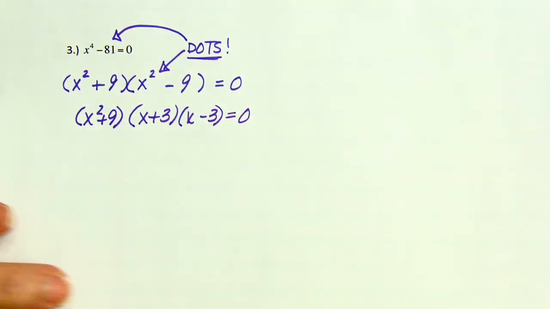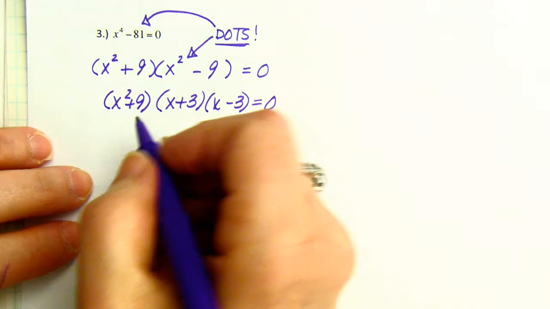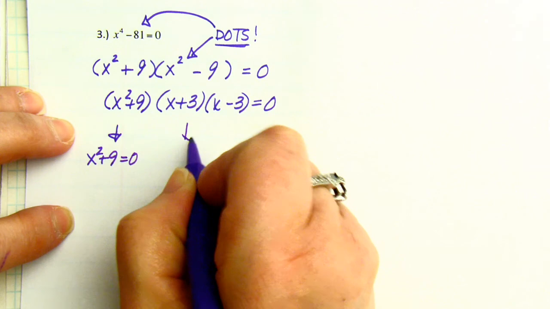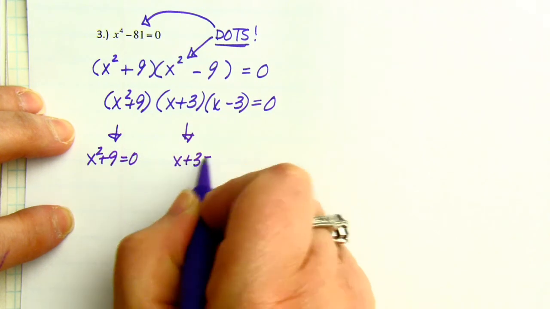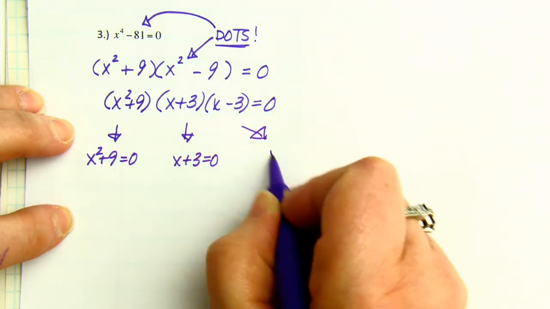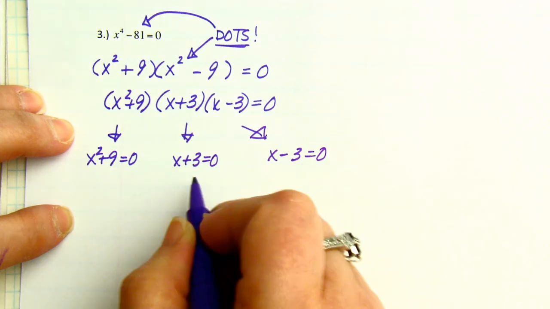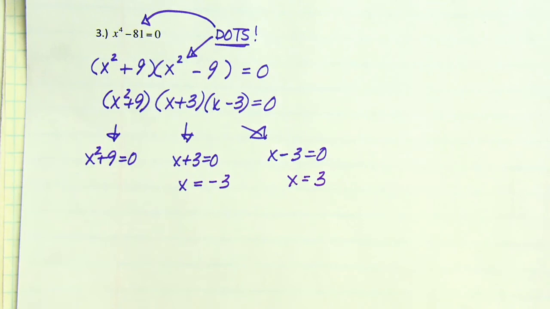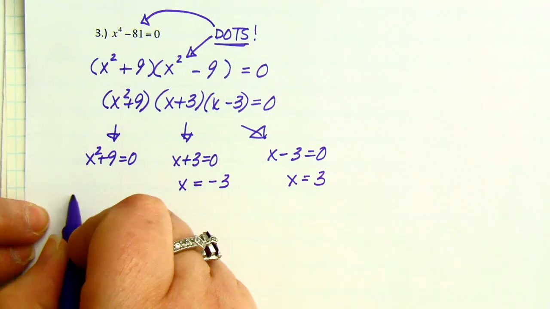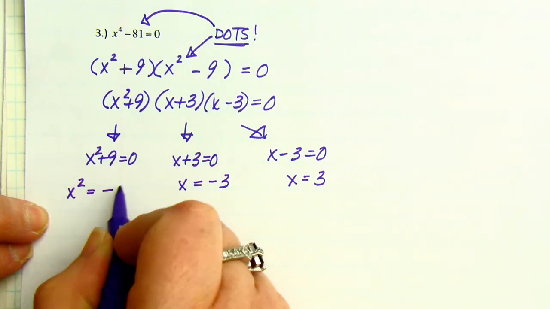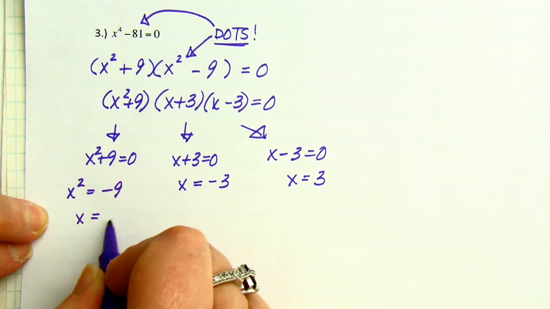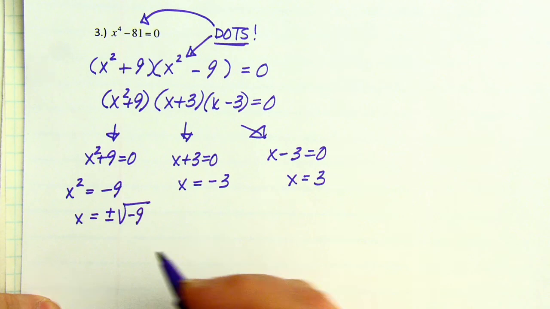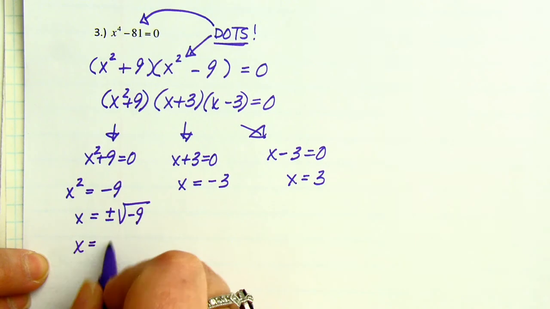And now I can set up for my zero product principle, the ZPP, right? x squared plus 9 is 0, or x plus 3 is 0, or x minus 3 is 0. Here, these are easy. x equals negative 3, x equals positive 3. This one, I'm like, okay, well, x squared equals negative 9. Take the square root. x is plus or minus root negative 9. That's not real, but root 9 is 3. So this is 3i. x equals plus or minus 3i.